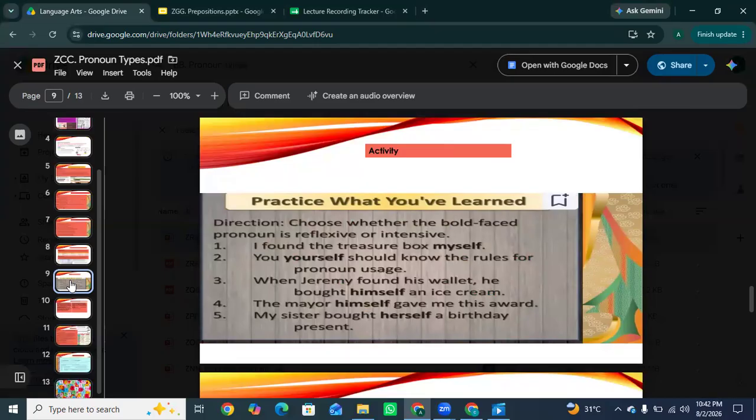Okay, so here we have an activity. Choose whether the boldfaced pronoun is reflexive or intensive. I found the treasure box myself. Yes, it's a reflexive pronoun, myself. Yes, it's a reflexive pronoun because I did the action to myself. Okay. The next one is: You yourself should know the rules for pronoun usage.